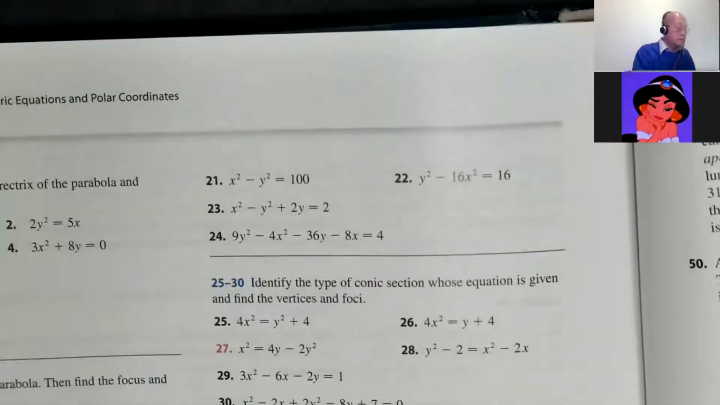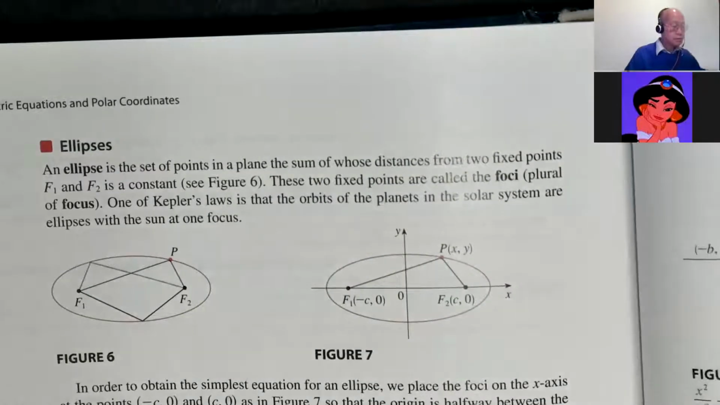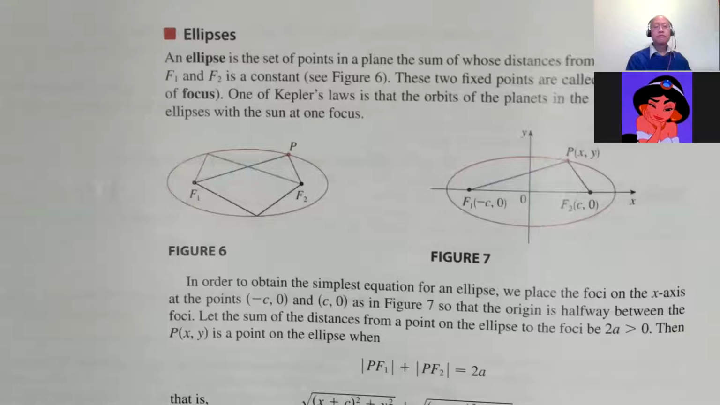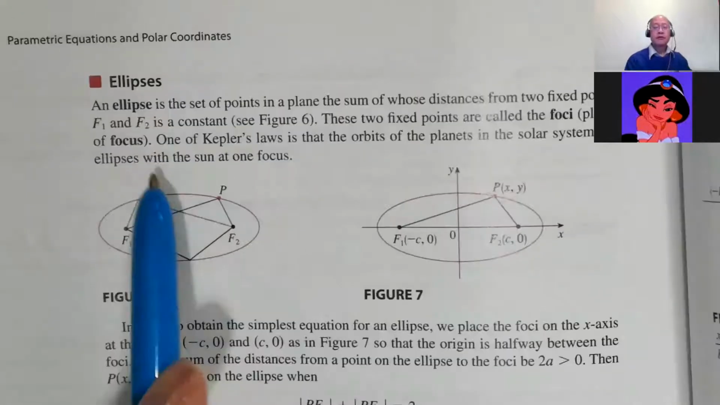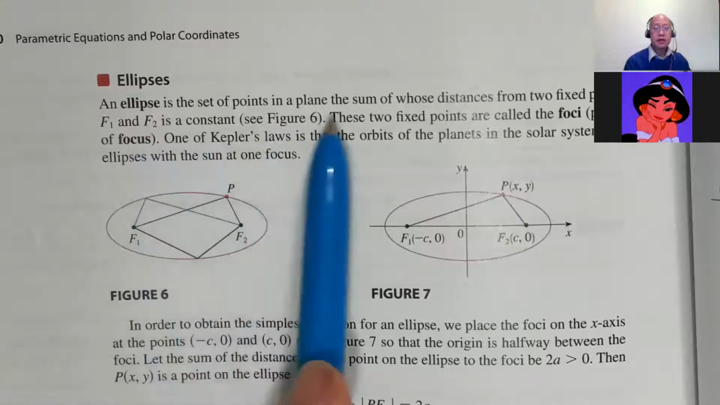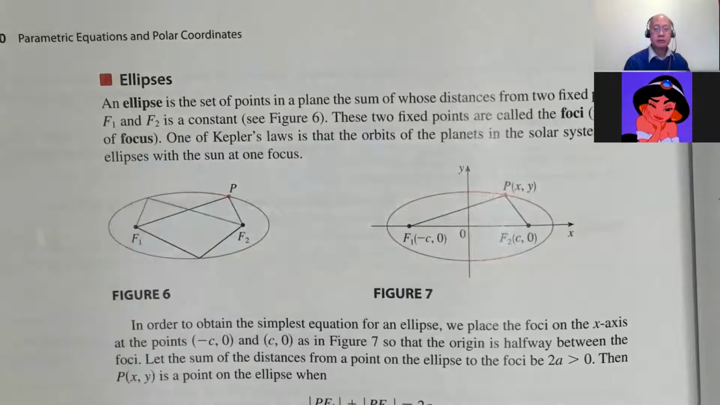So for an ellipse, you don't have to write this down, but just curiosity. An ellipse is a set of points in a plane, the sum of whose distances from two fixed points, F1 and F2, is a constant.